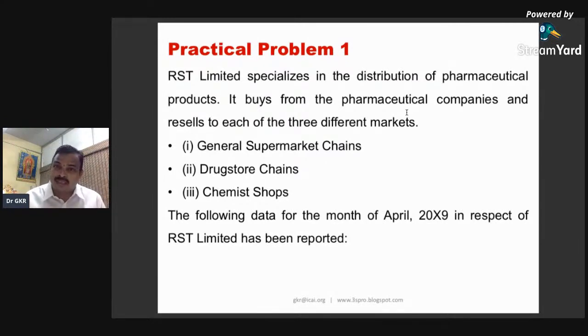RST Limited specializes in the distribution of pharmaceutical products. It buys from the pharmaceutical companies and resells to 3 different markets. So they are actually a distribution company. What are the 3 different kinds of market? General supermarket chain, drug store chain, and chemist shop. So the bulk sale will be made in supermarkets, the drugstore chain may be the next smaller bulk, and chemist shops small.